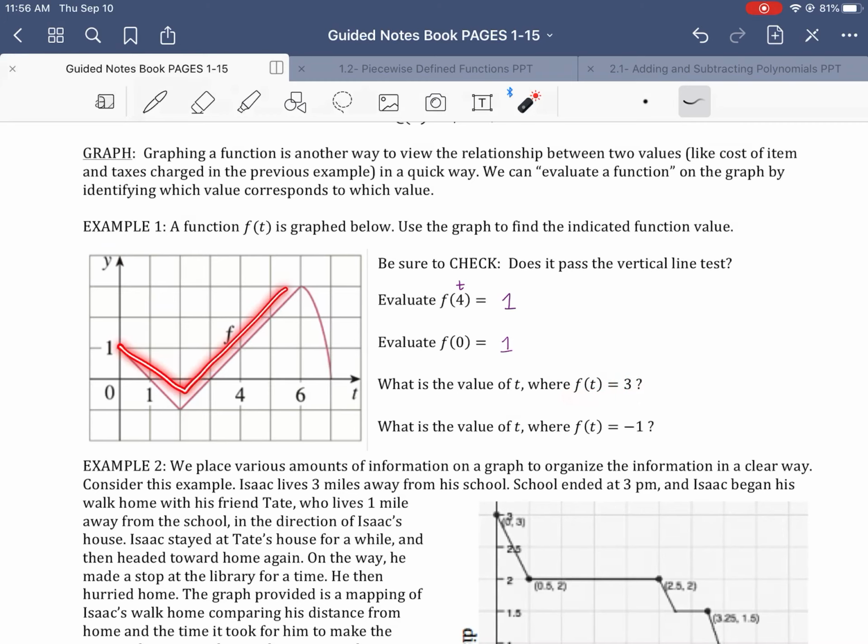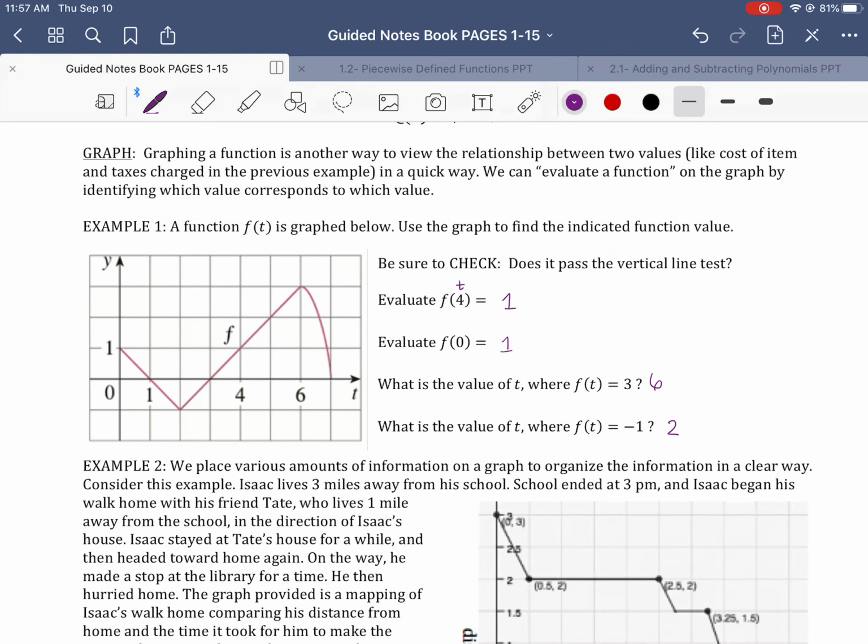So we're following our graph and we're figuring out, well, when does our graph hit 3? It looks like it hits 3 right here. So notice that the time at which it hits 3 is going to be 6. Okay, using that same idea on the next one, what is the value of t where f of t is -1? I look at my function, and it looks like it comes down here, right, and hits -1. And if we look at what t is, it looks like t is 2 when y is -1.